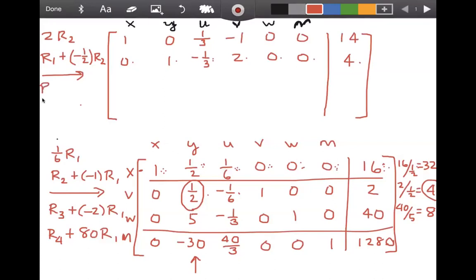So we're going to change row 3 by adding negative 5 times row 2. Okay. So now we're looking here and here. All right, so 0 plus negative 5 times 0 is 0. 5 plus negative 5 times 1 is 0. That was the whole point. Okay, negative 1/3 plus negative 5 times negative 1/3 is negative 1/3 plus 5/3, which is 4/3.